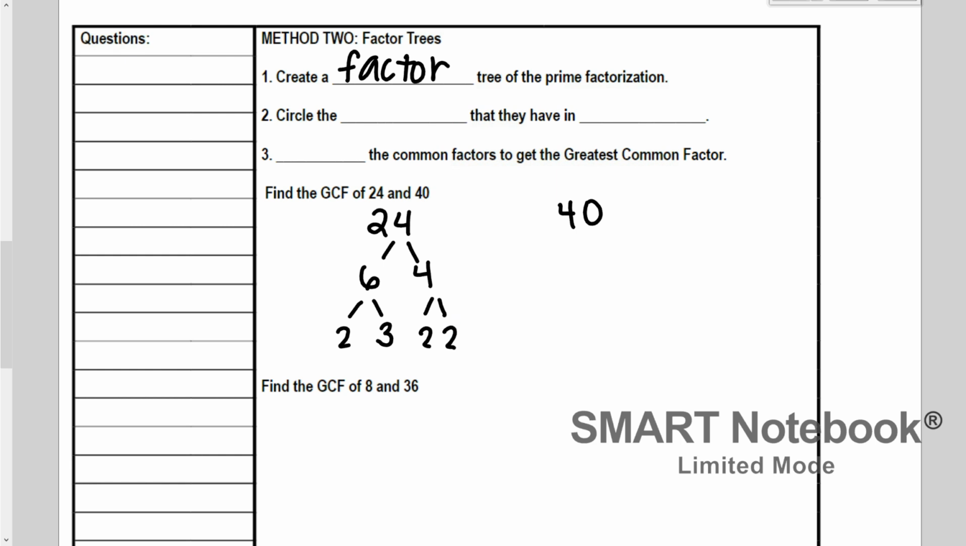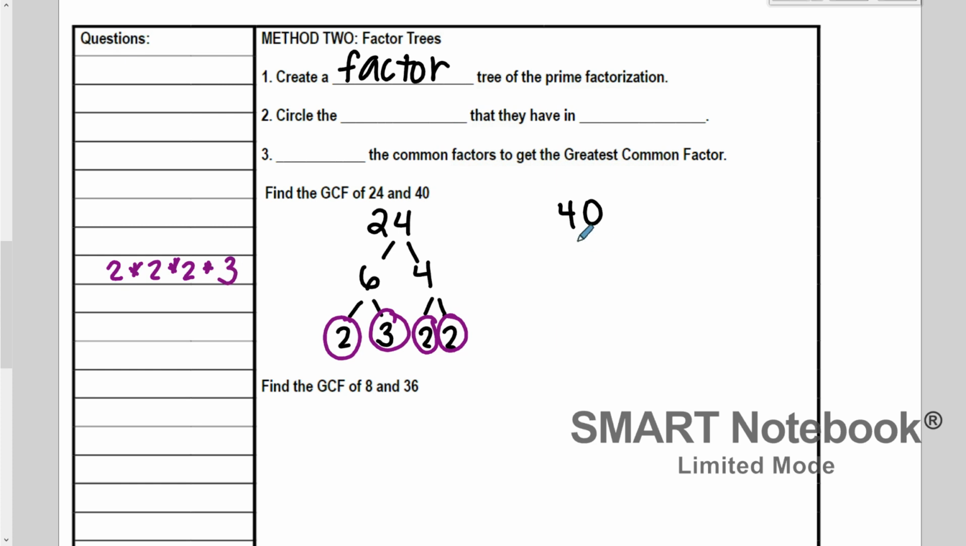I'm going to write this factorization in a different color just so that it stands out. I'm just going to put it to the side here. So we'd have 2 times 2 times 2, so I'd have 3 2s and then a 3. Okay, so that's for 24.